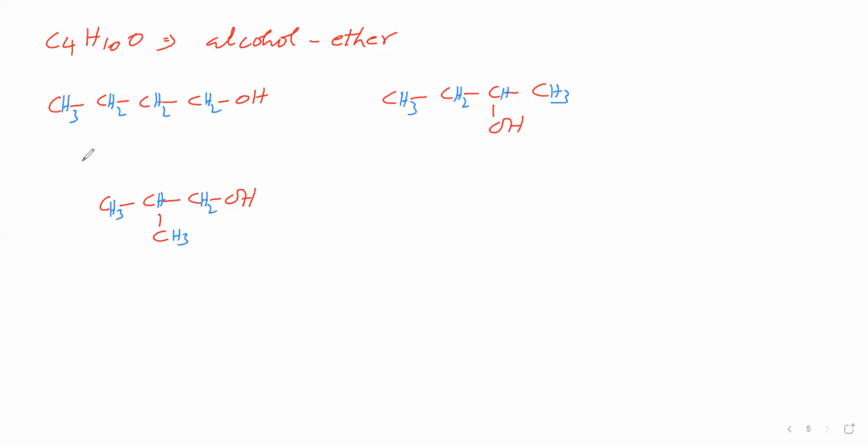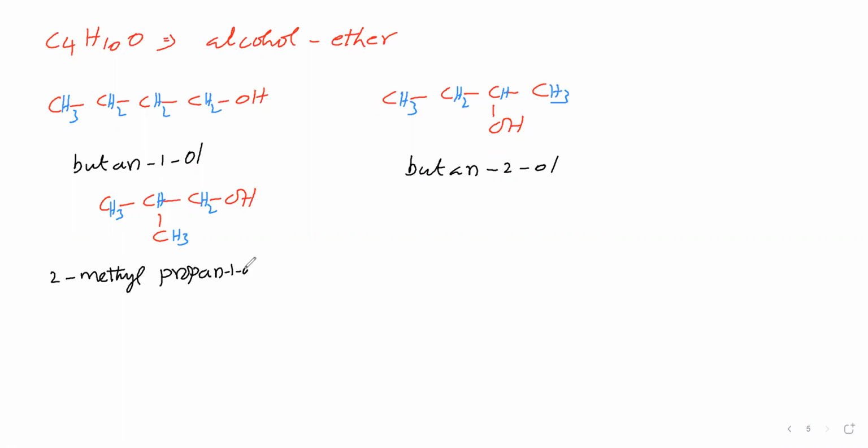So this is butane-1-ol. This is butane-2-ol. This is 2-methylpropane-1-ol. Okay, sir. Next, in this one, what about structural isomers? We will see.